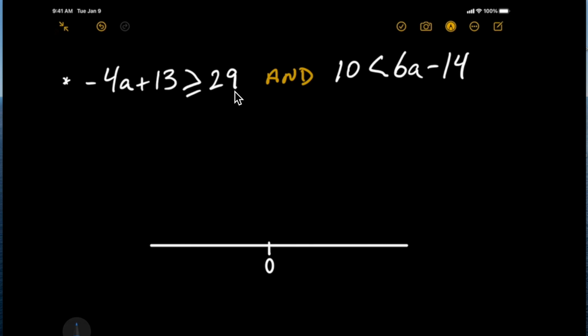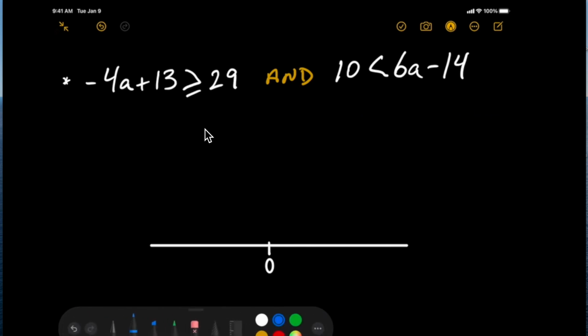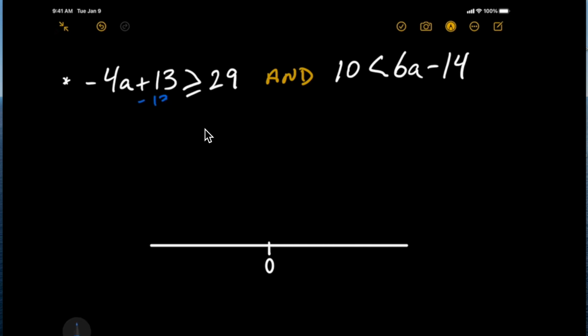In this next compound inequality, we have an AND. That means typically we're going to see something like this: a dumbbell with shading in between, unless we see something unique happen as we solve for the variable on both sides. So let's start on the left. First thing I would do here is subtract 13 from both sides. That would give me -4a is greater than or equal to 16. Now I would divide by -4. I immediately have to flip the sign. So I would get a is less than or equal to -4.